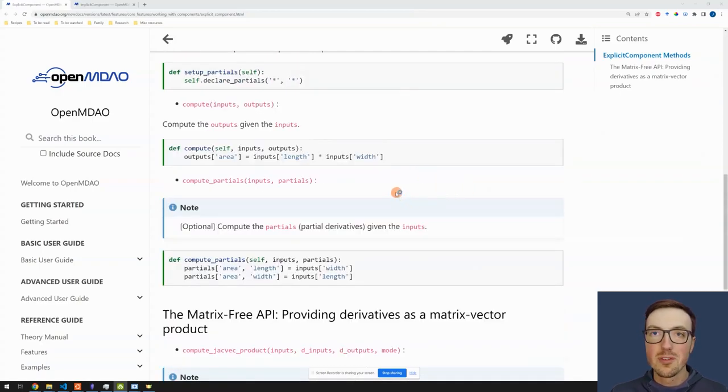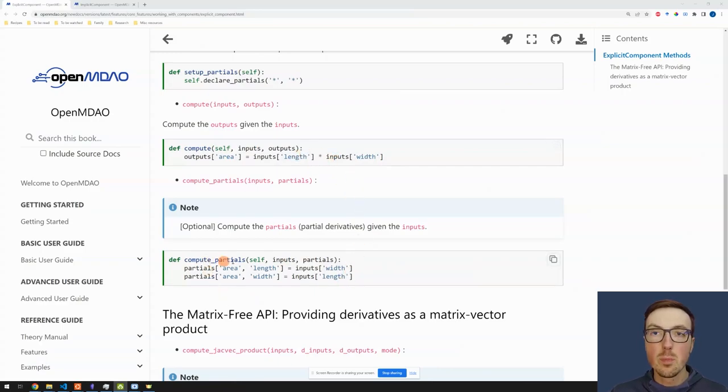Okay, so this component here is simply taking the length and width of a rectangle and computing the area. Length times width equals area. Awesome. Compute partials then, we need to have the change in area with respect to length and the change in area with respect to width. In this case, it's pretty darn simple.